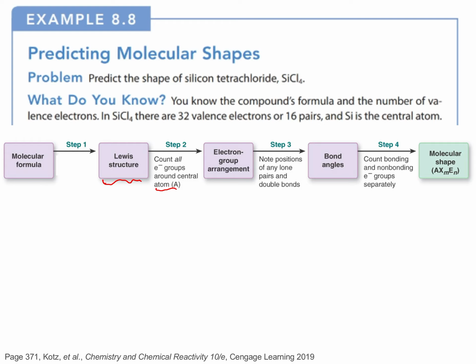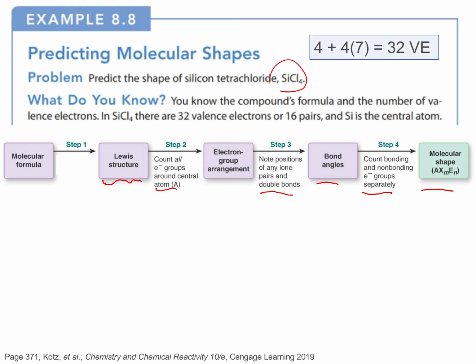And then we look at this electron group or electron pair arrangement. And we want to note the positions of any lone pairs or double bonds. We can look at their bond angles. We should count bonding and non-bonding electron groups separately and then come up with a molecular shape. So let's see how we should do this. So let's predict the molecular shape of silicon tetrachloride.